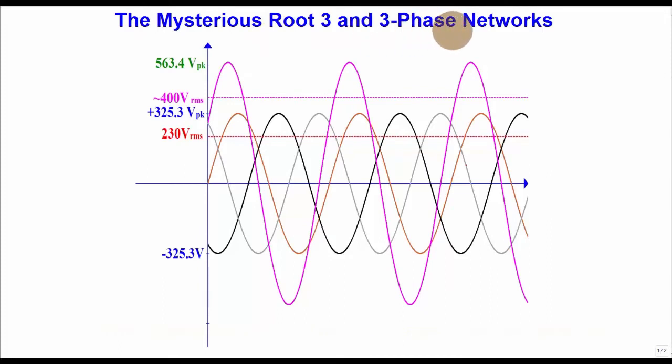In this video we should be looking at the mysterious root 3 and 3-phase networks. Quick look here, we can see we have some phase voltages in brown, black and grey, and these are the IEC 60446 standards which the UK has now adopted. We'll be checking out the RMS and peak values of these phase voltages, and we'll also be looking at the line voltages which give these numbers here. 400 volts is familiar to you in a three-phase system, and we'll see how we get those peak values and where on earth this mysterious root 3 comes from.